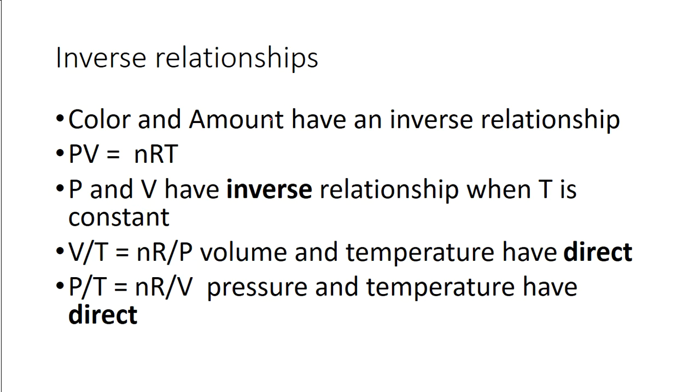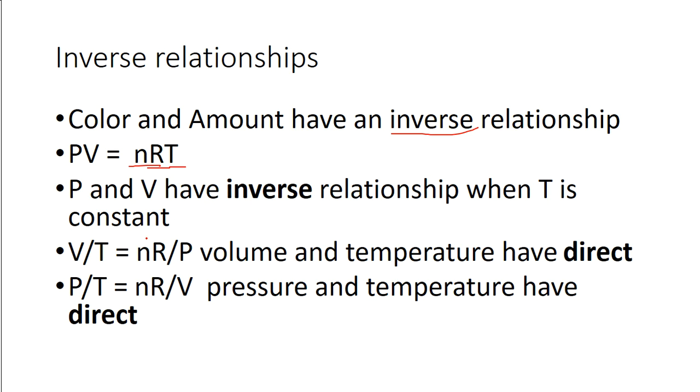So color and amount have what we call an inverse relationship, just like P and V have an inverse relationship. Why is that true? Because PV, when temperature is constant, and we have the gas constant, and we have moles constant, equals a constant. So when P goes up, V goes down. So in order to equal this constant, one goes up, one goes down, just like the M&Ms, colors, and amounts.